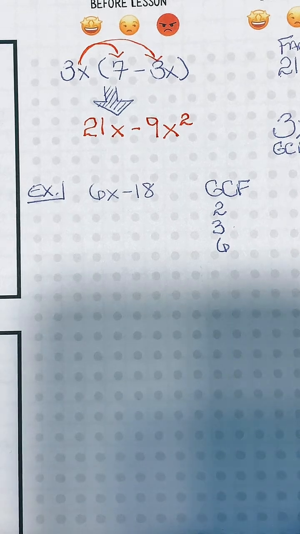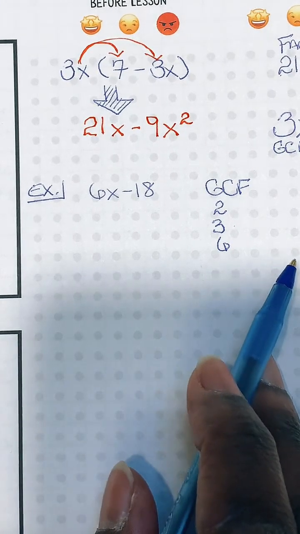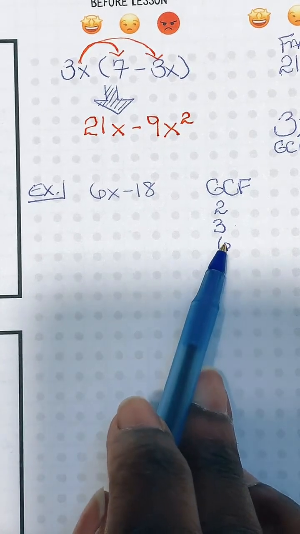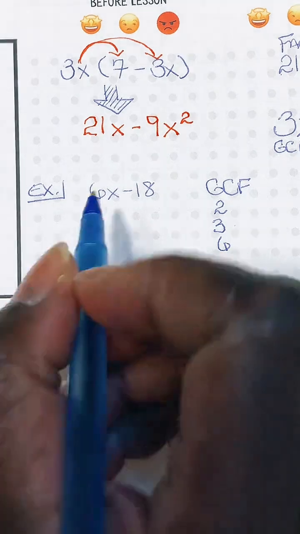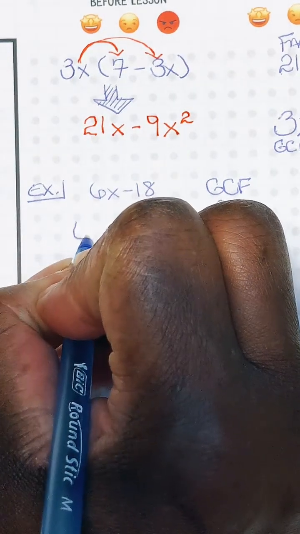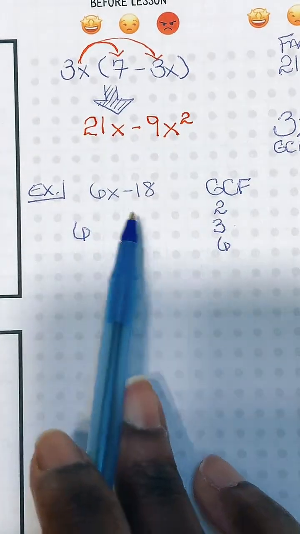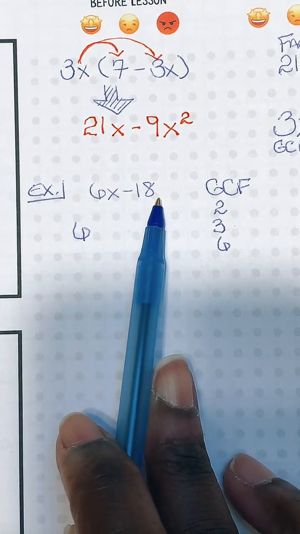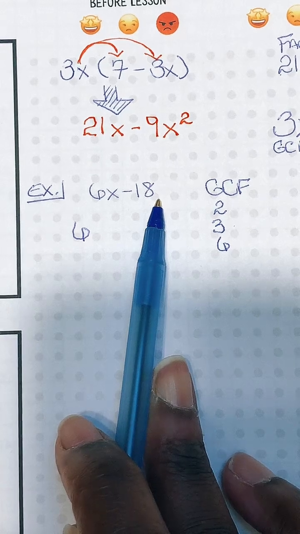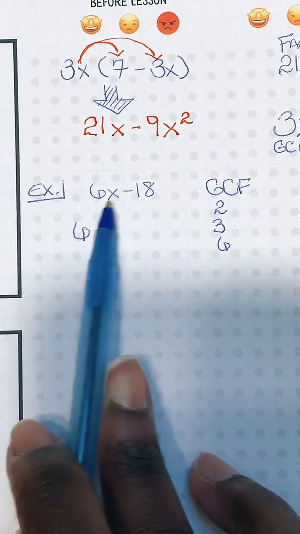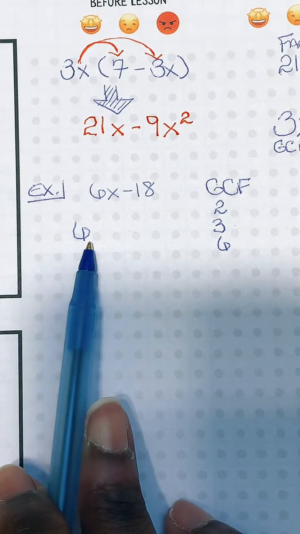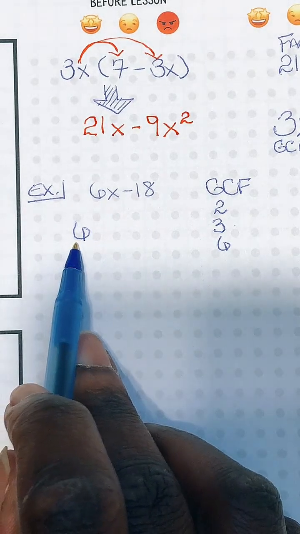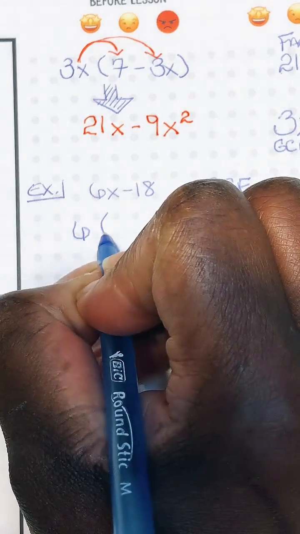Yes, thank you. Hey, Cass. Hey, Jay Johnson. Hey, look at all these people. So we have 6. I'm going to write my 6 out here. Now, next to the 6, there's an x, but for the 18, there isn't an x. Since they both don't have an x in common, we do not pull that x out. So our GCF for this is going to be 6.